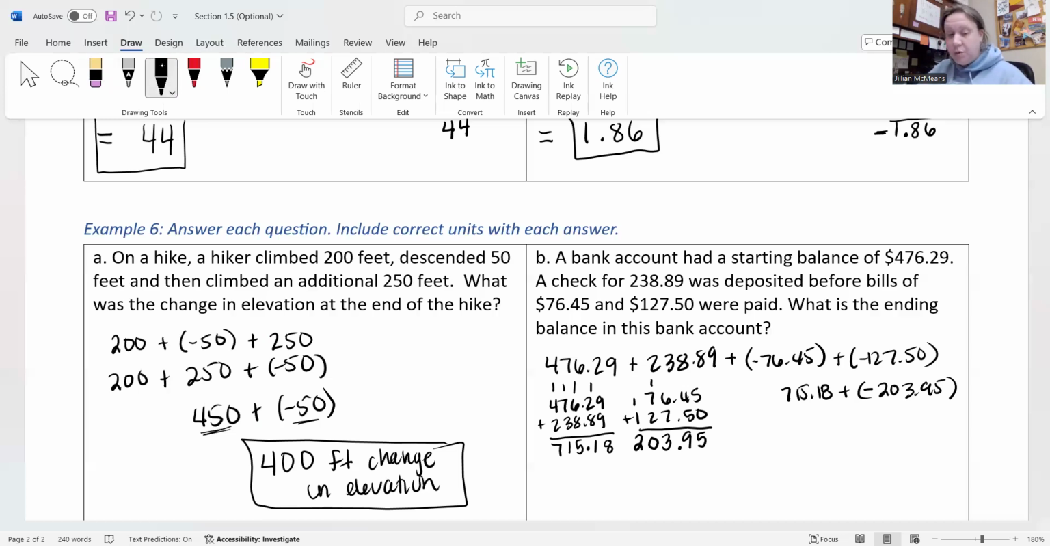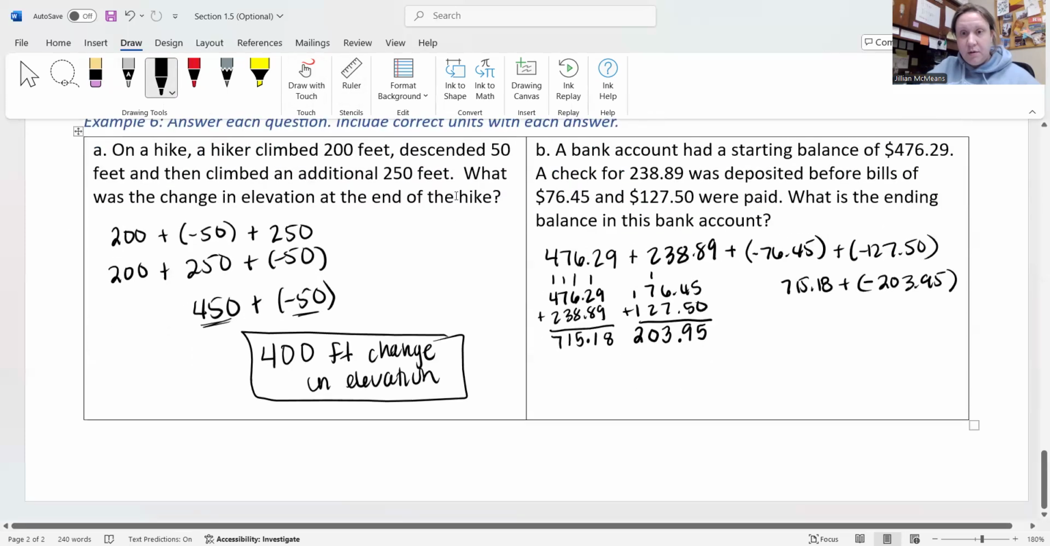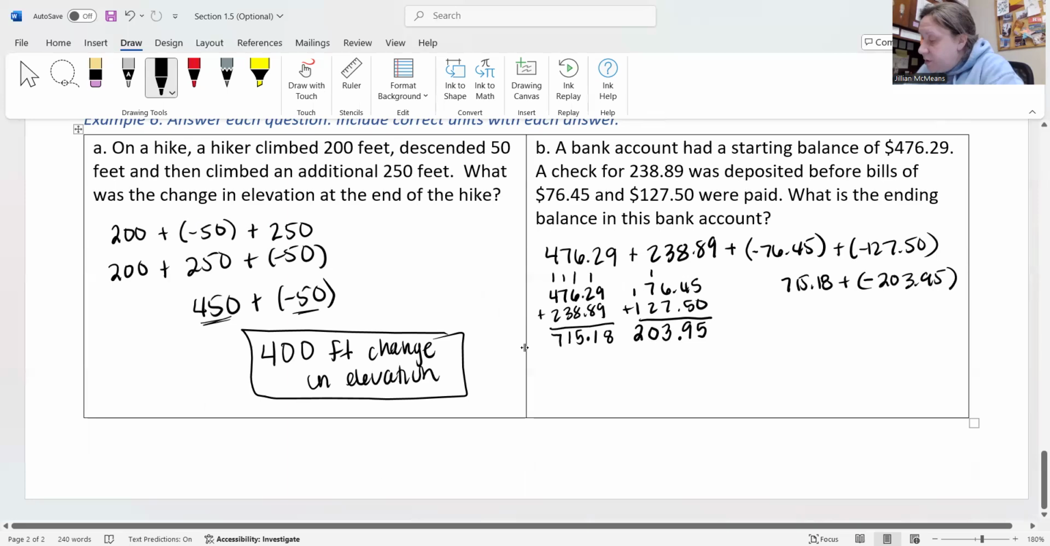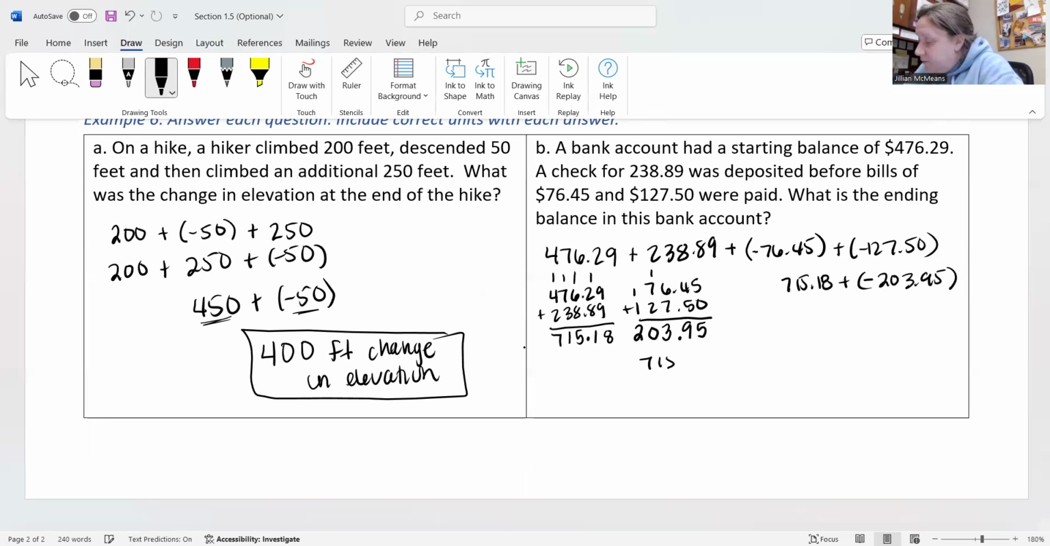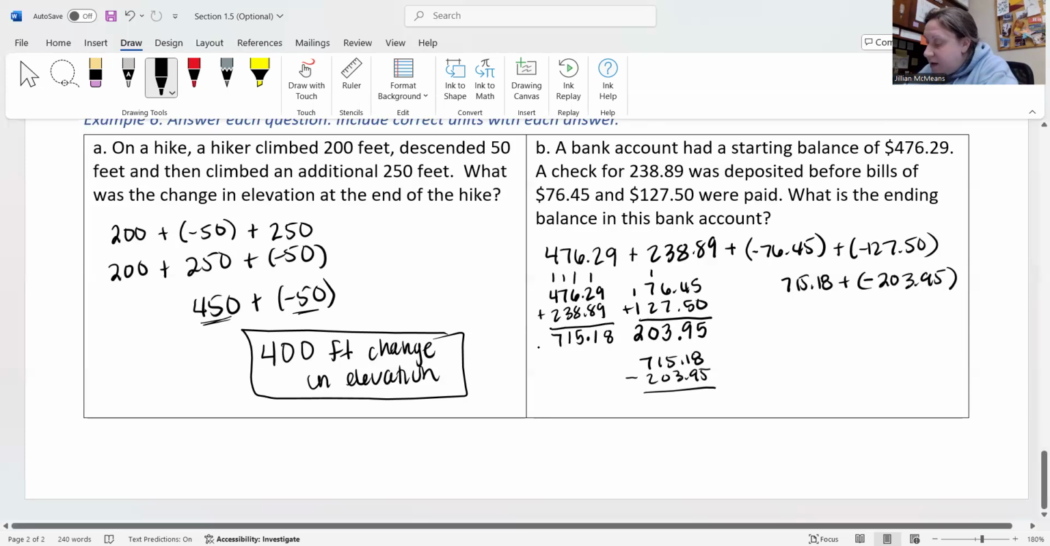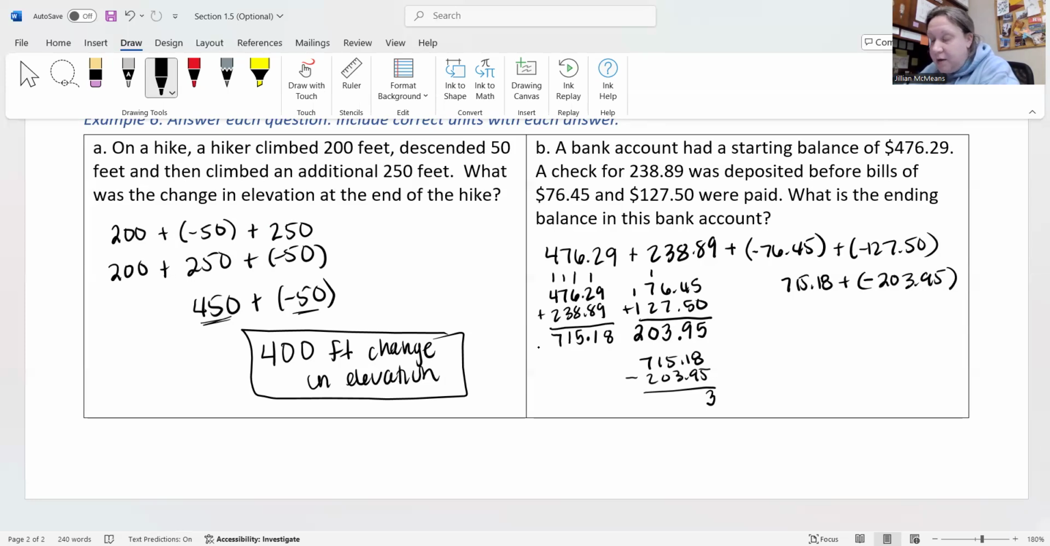So now to find the final balance in this bank account, we want to add the two values. I'm going to take 715.18 and subtract 203.95. When you're adding two numbers with different signs, remember you subtract and then you keep the larger sign. 8 minus 5 is 3. I cannot take 9 from 1, so I borrow. 5 becomes a 4, 1 becomes 11. 11 minus 9 is 2. Drop down your decimal. 4 minus 3 is 1. 1 minus 0 is 1. 7 minus 2 is 5. So we're dealing with $511.23.